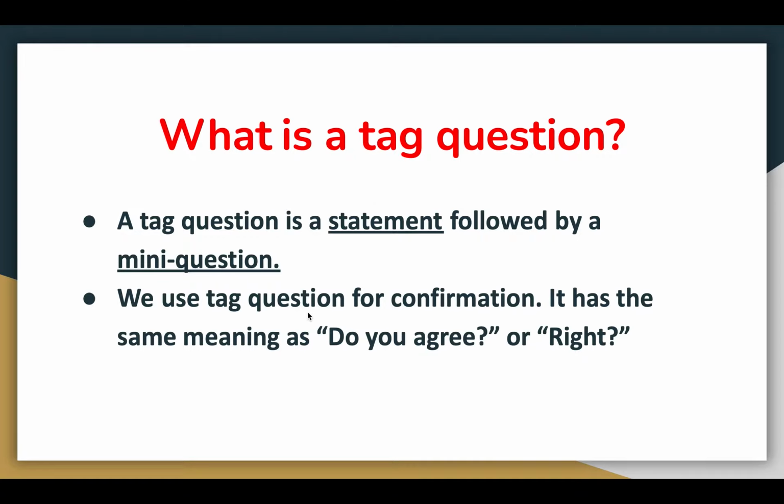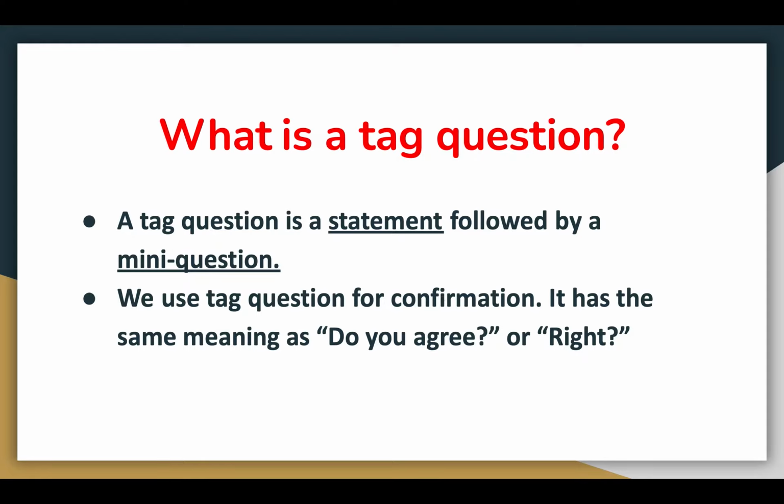We use tag questions for confirmation. So basically, this is the purpose of a tag question. Why do we use a tag question? It's for confirmation. Confirmation means you want to make sure that what you know or what you understand is correct. It has the same meaning as "do you agree?" or "right?" So that's basically the purpose of a tag question.